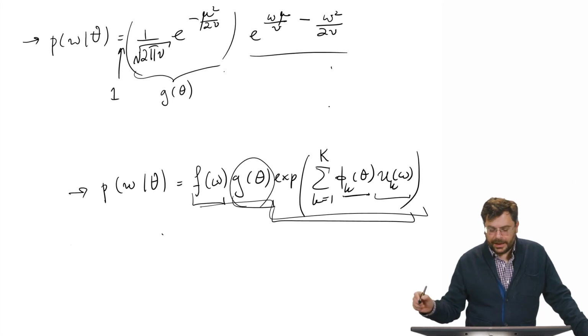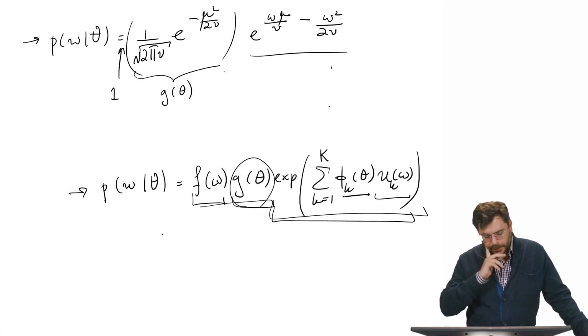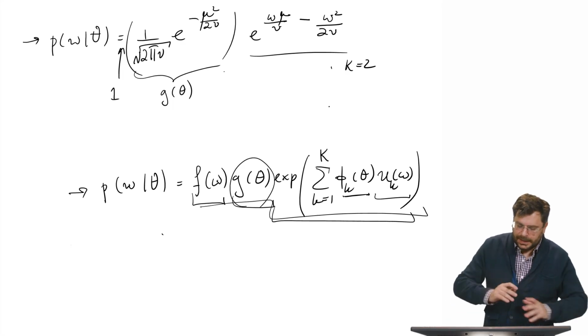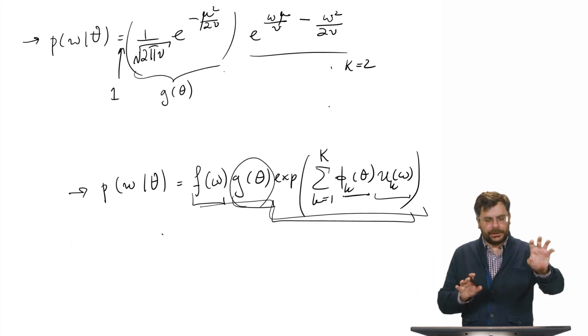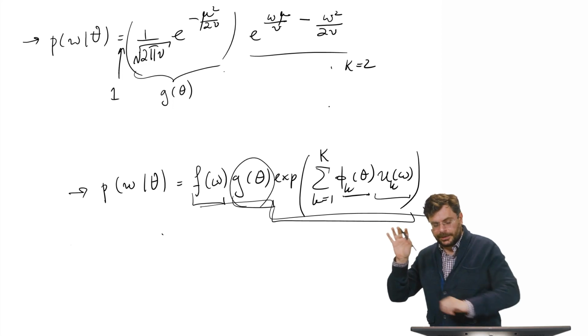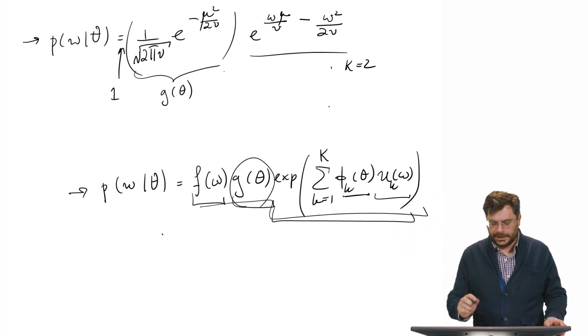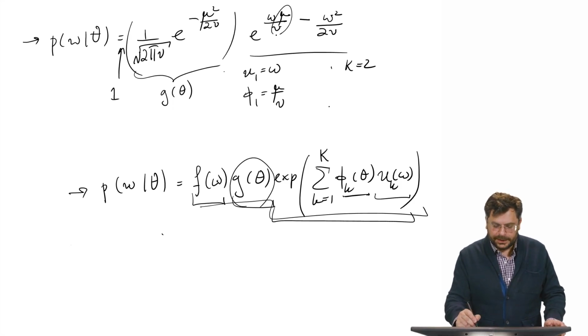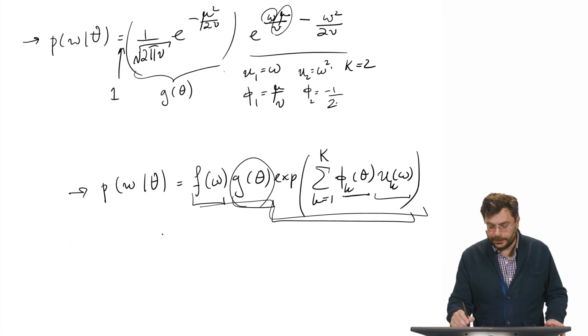Okay, and now I have an exponential that has 2 terms, so my big K is going to be equal to 2. In the exponential, I have one term that depends on the parameters, multiplied by another term that depends on the data. And then to that, I add another term that depends on the parameters, multiplied by another term that depends on the data. So U1, I'm going to write down: U1 is w, and phi1 is mu over nu. That makes sense. This is the term that depends on the parameters, and this is the term that depends on the data. U2, I'm going to call w squared, and then I'm going to lump the constant with everything else and call phi2 1 over 2 nu.